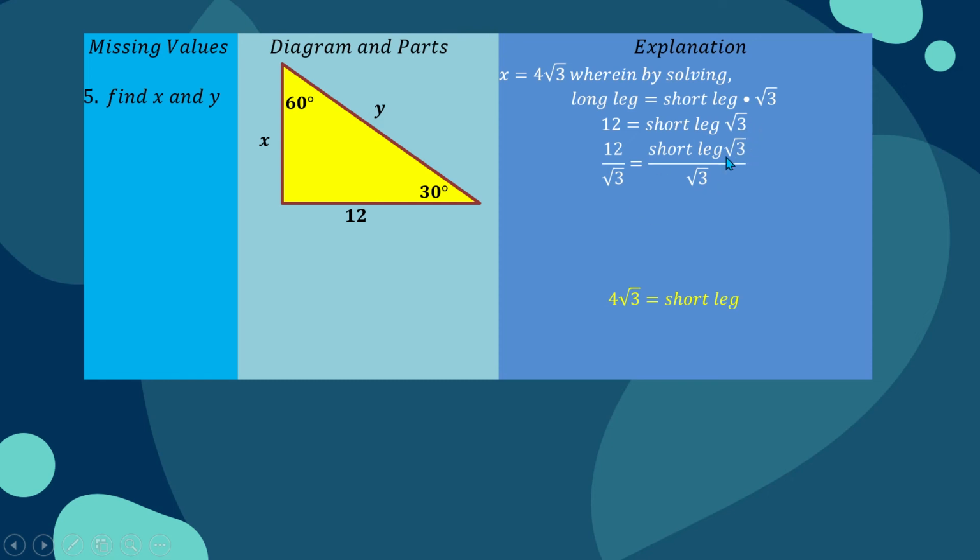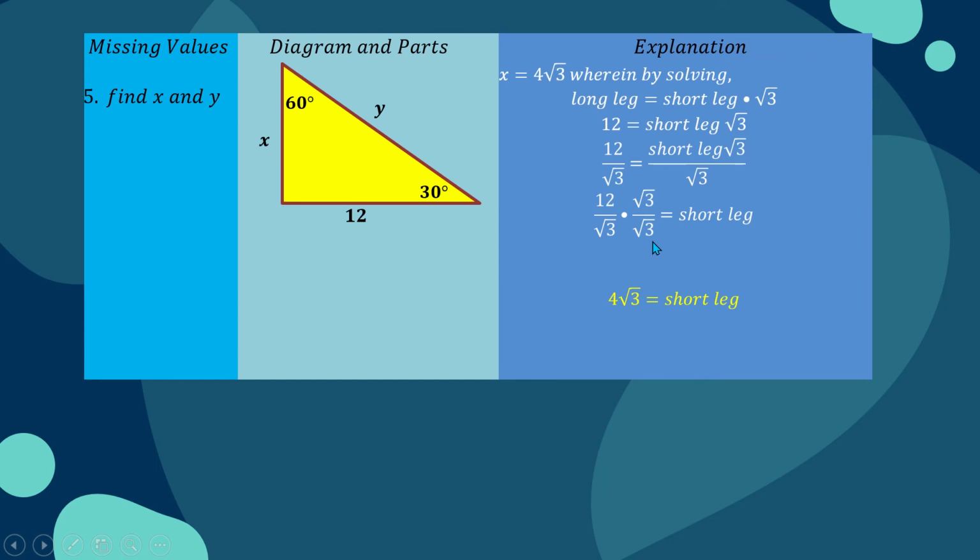So, cancel the square root of 3. Let's go to the short leg on the right side. Therefore, the short leg is equal to 12 over square root of 3. Why do we always multiply by square root of 3 over square root of 3, sir?